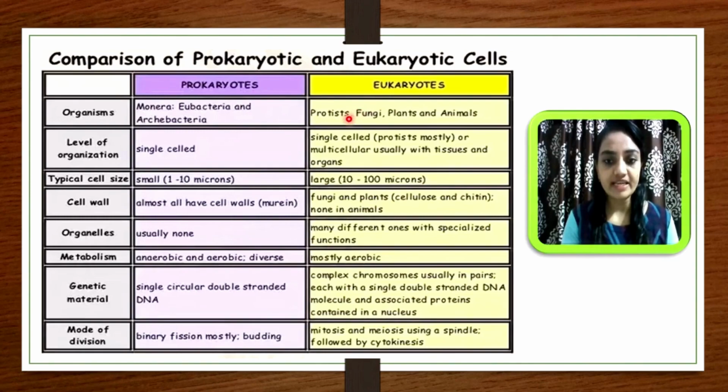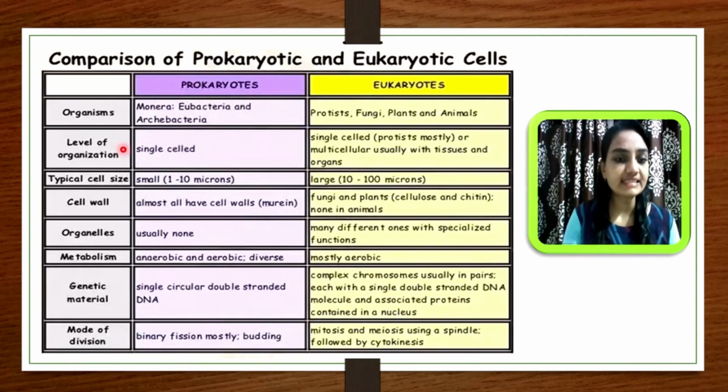Eukaryotes include protists, fungi, plants and animals. We will learn about all these groups in detail in chapters 2, 3 and 4. So all the chapters from 1 to 4 will discuss these groups. Here you have to be clear about which are included in the prokaryotes. Eubacteria and archaebacteria, the Monera group of organisms, are included in the prokaryotic cell. Protists, fungi, plants and animals are all included in the eukaryotic group.